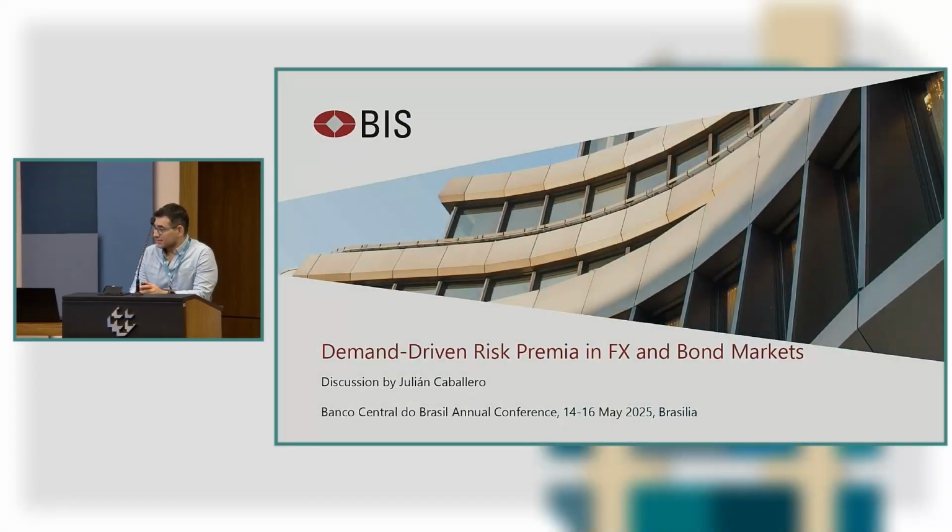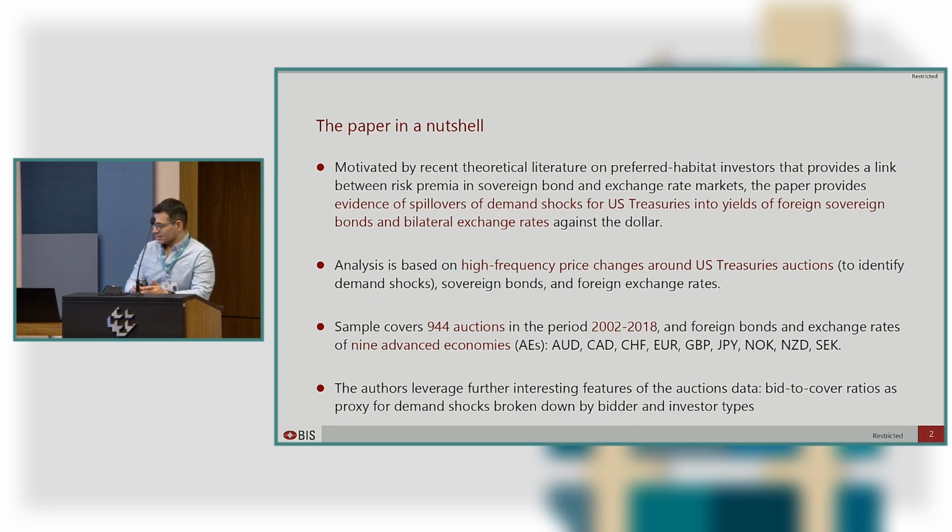Okay, thanks for inviting me to present and discuss this great paper by the colleagues at the Central Bank of Canada. This is a very interesting paper that, again, I'm going to go over quite quickly after his presentation was quite eloquent and well presented. It's a paper that presents evidence of spillovers of demand shocks for US treasuries into yields of foreign sovereign bonds and bilateral exchange rates against the dollar.